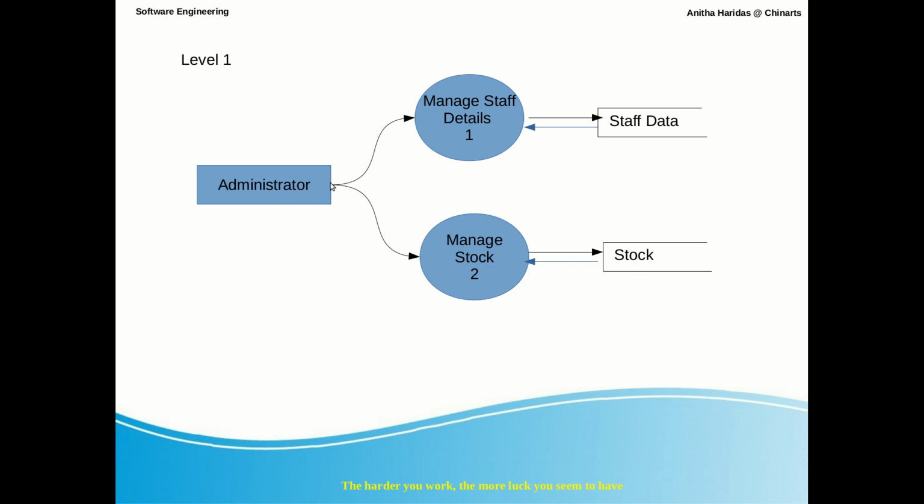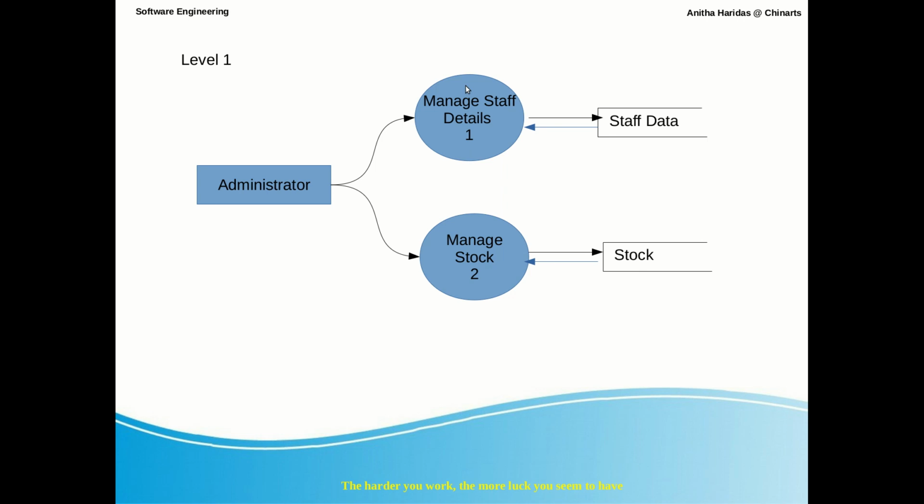So the administrator will give some stock details for managing it. That will be the input and it will be stored and retrieved in the stock. In the same way, for managing the staff details, the administrator will provide the staff information which will be stored and retrieved in the staff data store. This is level 1. So assume that there are two processes numbered 1 and 2 in level 1.